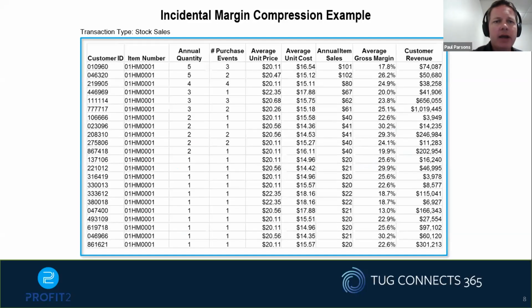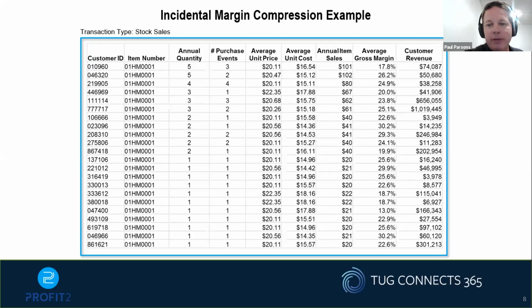On the next slide, we have a handful of examples of individual customer item combinations, showing the transaction type as a stock sale, the customer ID, item number, annual quantity, number of purchase events, unit price, average unit price, average unit cost, annual item sales, and average gross margin. It's a distilled way to look at customer importance. On the far right column, we've got customer revenue on all sales over the 12-month period. And really the so what of this chart is the gross margin column. What do you notice about the average gross margin?